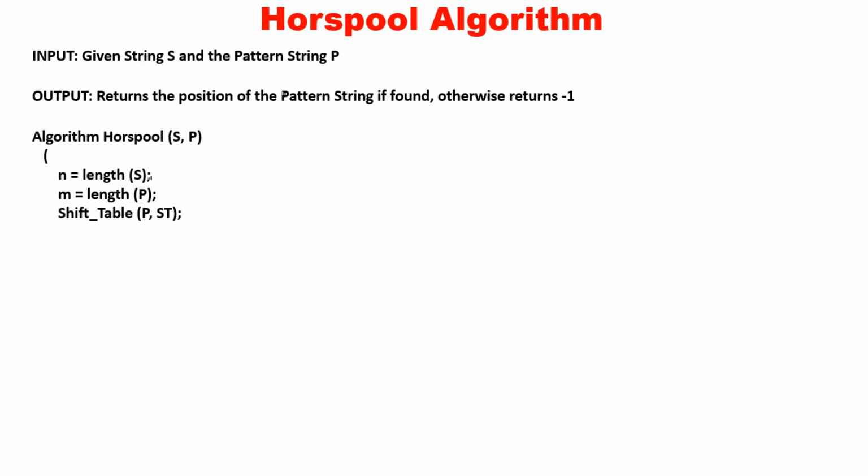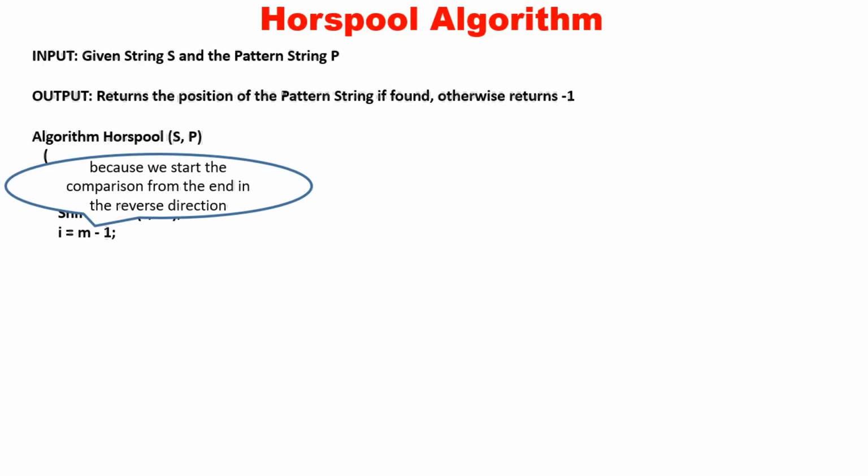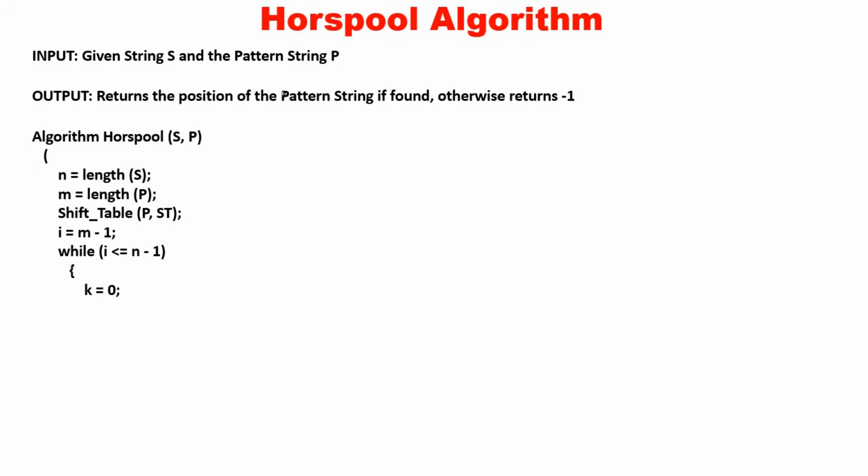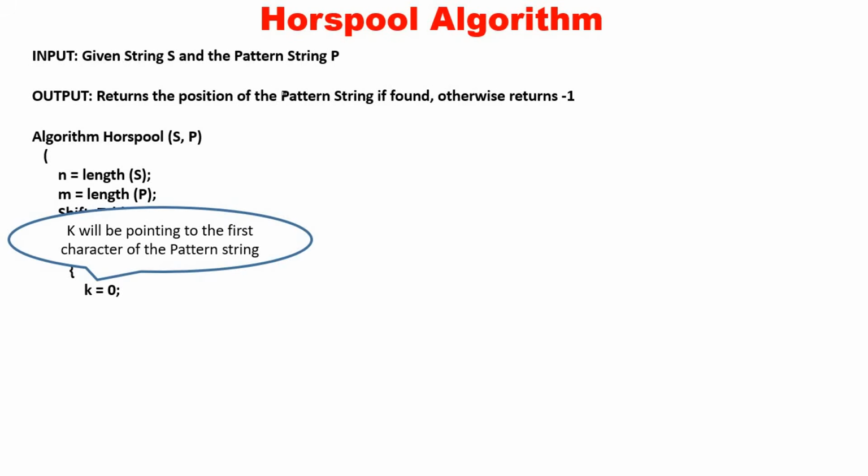Very good. ST will contain the shift table. We have already done this algorithm for the shift table. I is equal to M-1. Because I is not 0, it is M-1, because we are starting the comparison from the last character. Because we start the comparison from the end in the reverse direction, therefore I is equal to M-1. Very good. Now K is equal to 0, meaning K will be pointing to the first character of the pattern string.